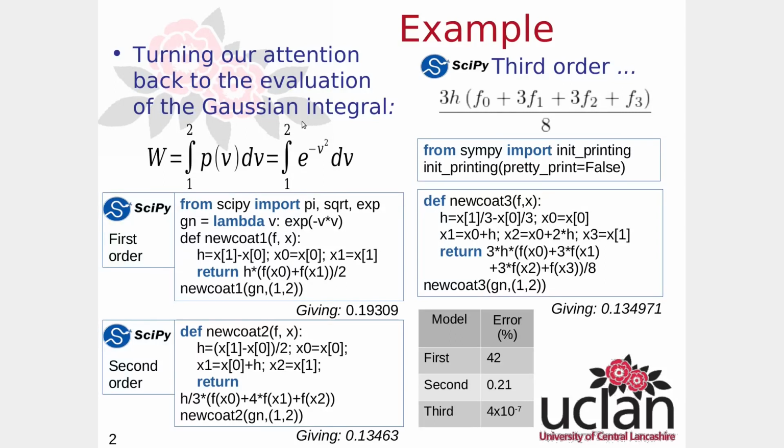So now we're going to evaluate our work on this Gaussian function again, which we couldn't find the integral to using our primitive functions. And to do this, we're going to now apply the things that we just derived. So I'm importing pi, square root, and exponential from SciPy, and then I'm setting up the Gaussian function as a lambda, as the exponential of minus v times v.